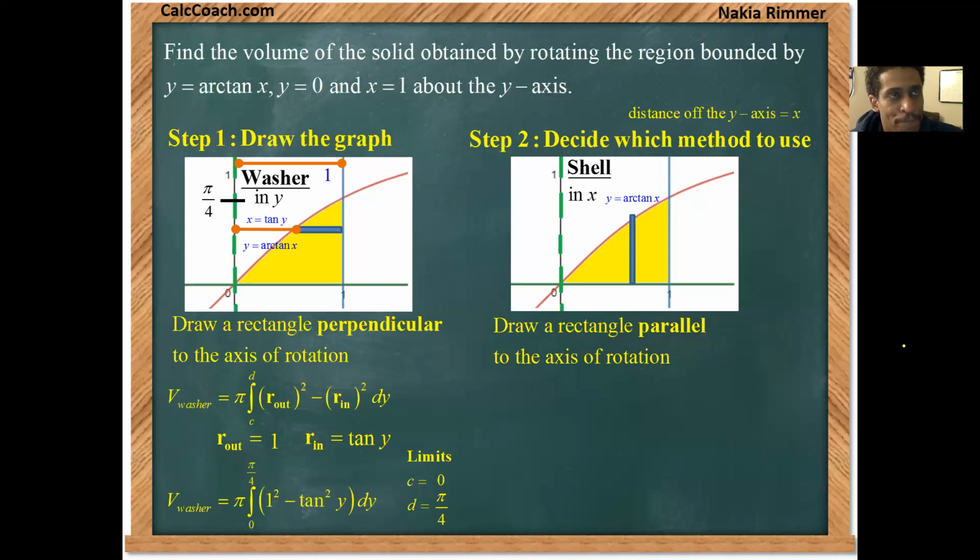Let's go set up the shell. For shell, what we do is attach the axis to the rectangle to get the radius. And how tall the rectangle is, that's the height. And there's the formula.